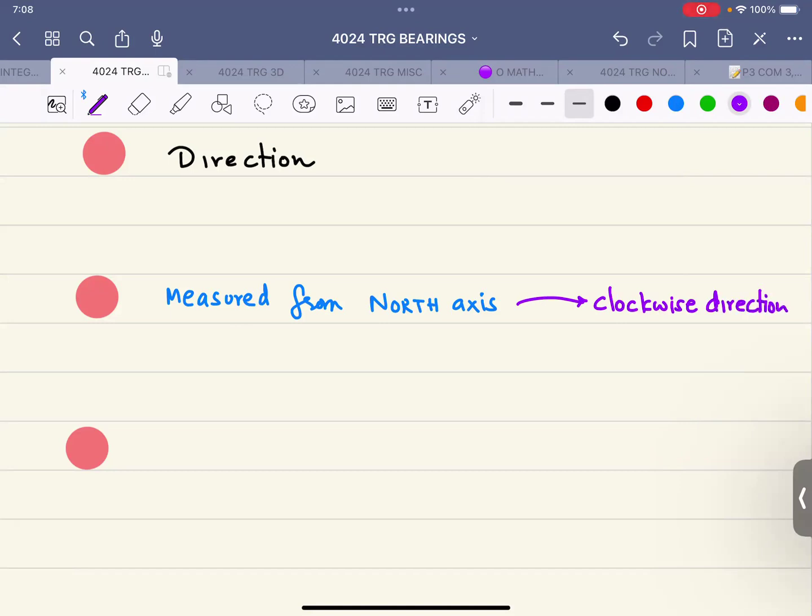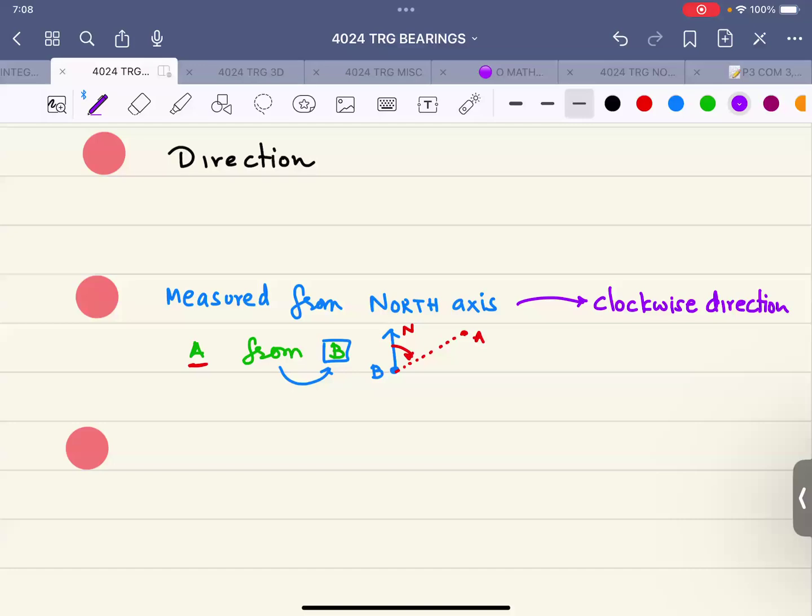Now in bearing, there will be a phrase like, find the bearing of A from B. The word that comes after "from", we will have a north axis at that point. Let's say this is point B. And we will go in a clockwise direction till we reach a line that connects the 2 points. Let's say the bearing of A from B. So this will be A, this will be B, and we will go in a clockwise direction. And yes, this is the north axis.